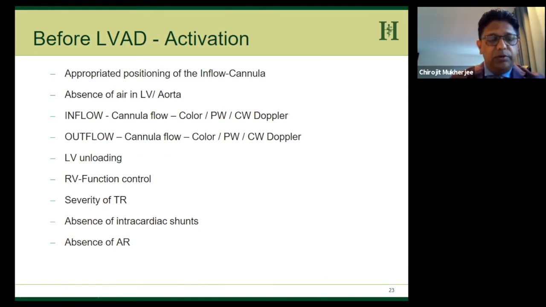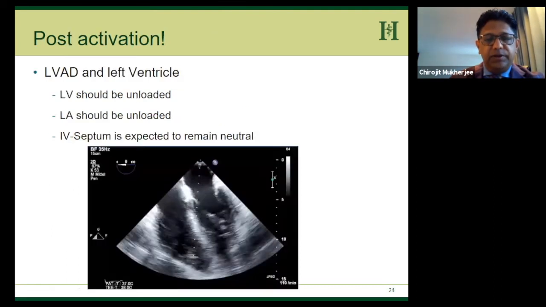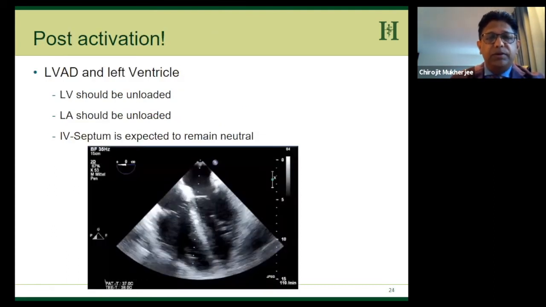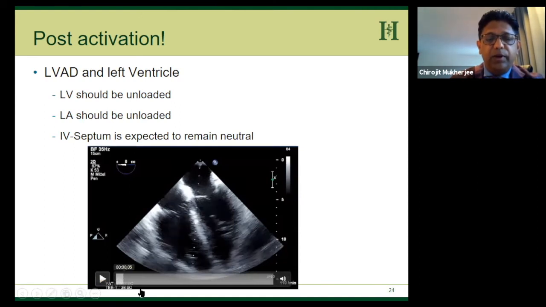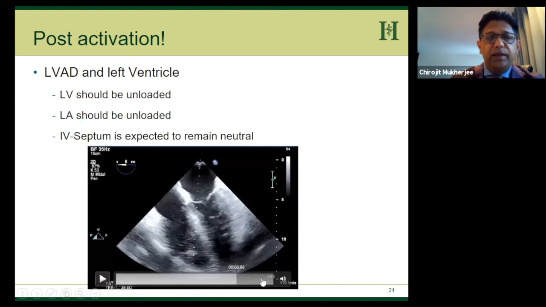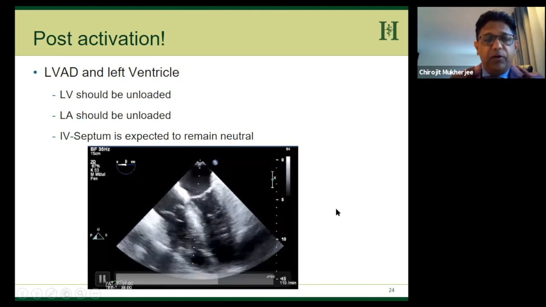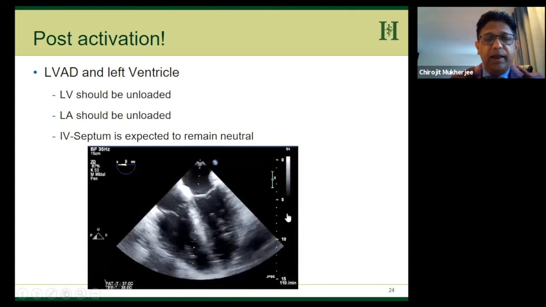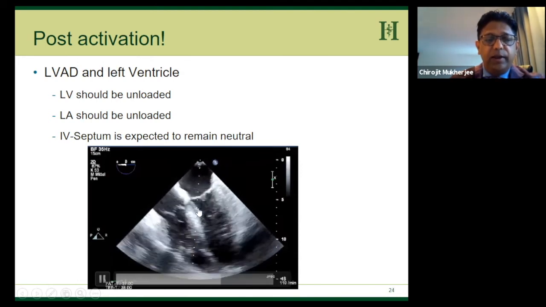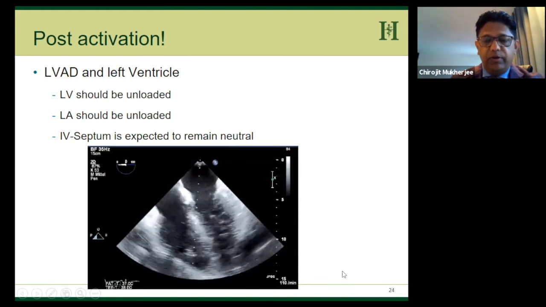So let's go quickly and briefly into the post-activation of the left ventricular assist device. Post-activation, first of all, if you see the patient, the LA should be really unloaded, and there has to be a good unloading of the left ventricle. What is important at this point is that the intraventricular septum is expected to remain neutral.